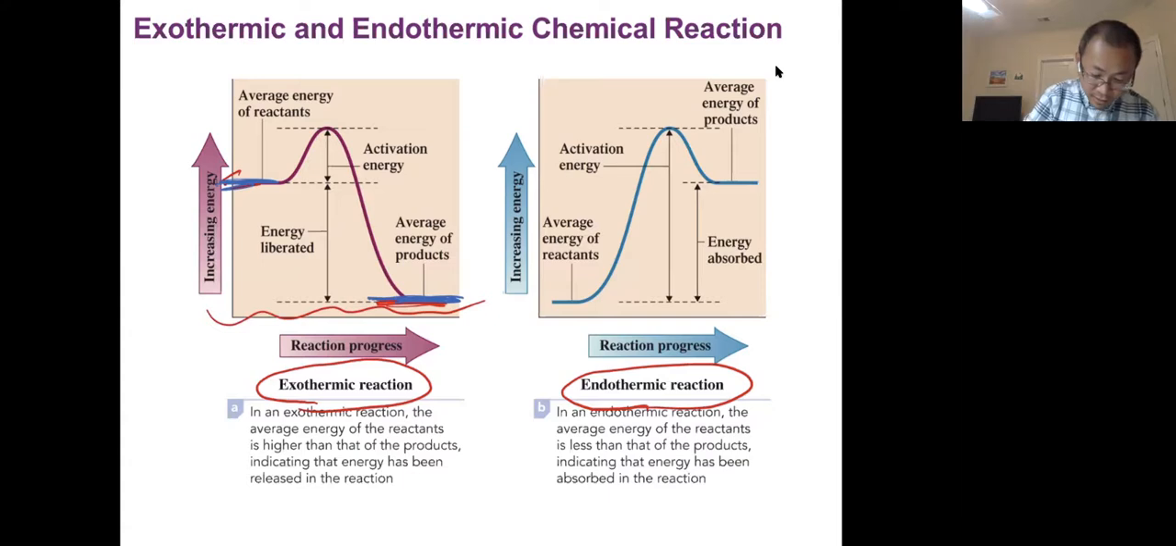And by the way, you can see here, the barrier here is what? Activation energy. Okay, the barrier is the activation energy. Now, for endothermic reaction, it's now easy to understand.